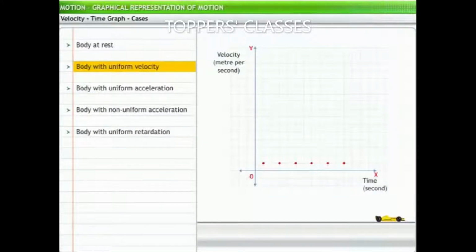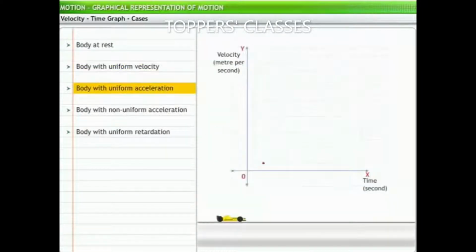Therefore, the velocity time graph for a body with uniform velocity will be a straight line parallel to the x-axis. The point where the line intercepts the y-axis shows the magnitude of the uniform velocity of the body. When a body exhibits uniformly accelerated motion, the velocity time graph represents a straight line passing through the origin and subtending an angle with the x-axis.